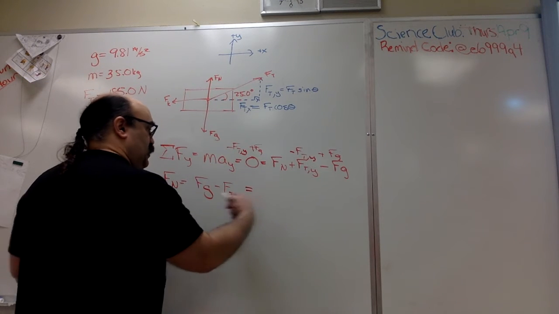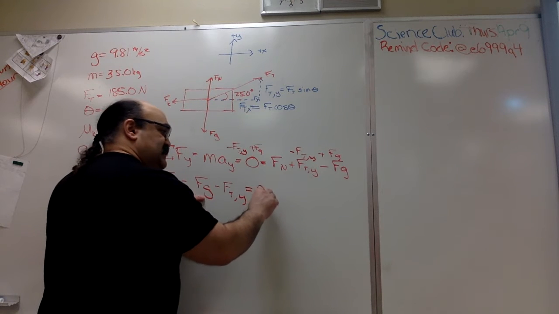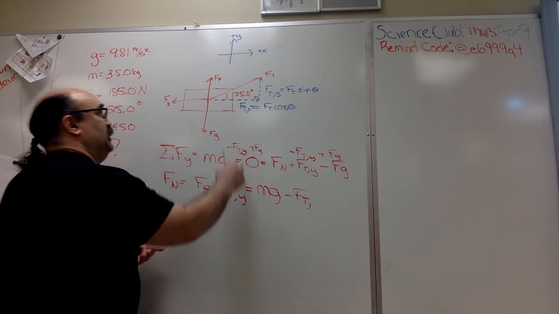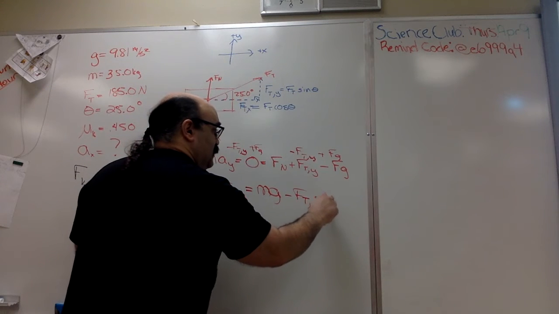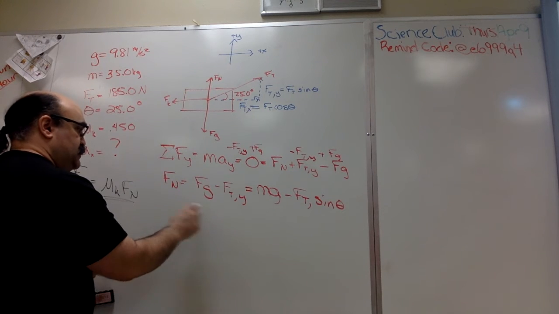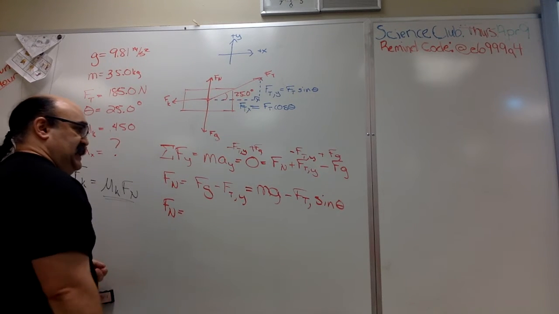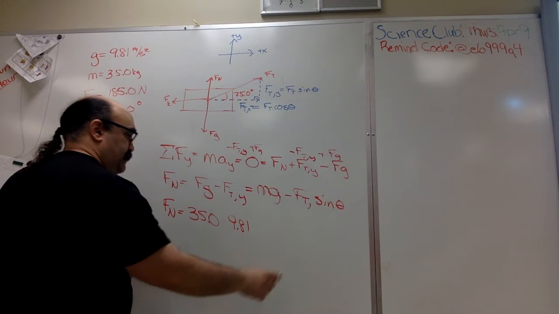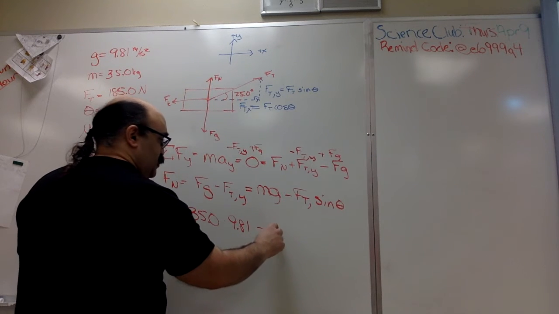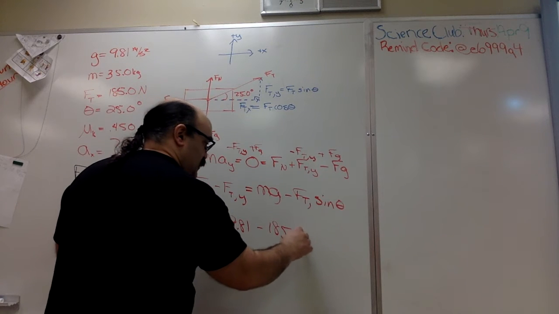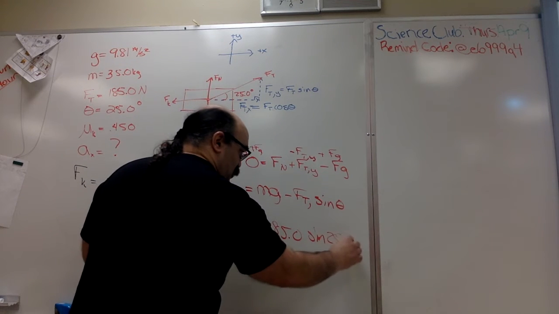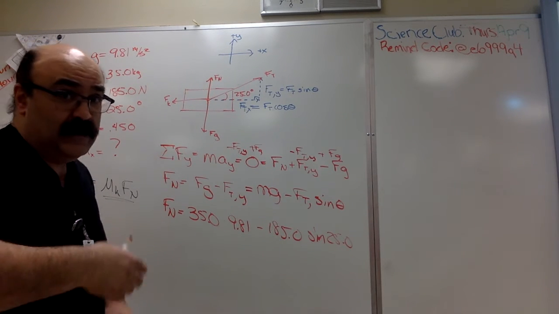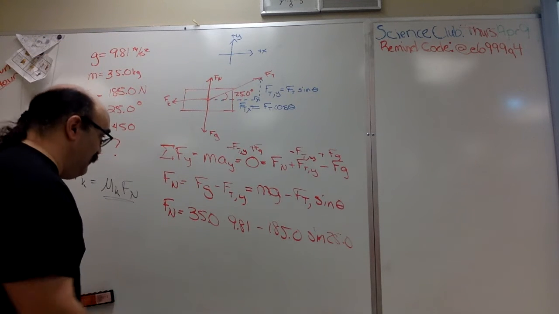Well, pretty simple. We know the force due to gravity is simply mass times the acceleration due to gravity. That's mg. Minus my force due to tension in the y direction, that is then sine of that angle. So our normal force here must simply equal m, which is 35.0, times 9.81, minus the force due to tension, which is 185.0 sine of 25.0. You could certainly use the practice of actually calculating this yourself, so it'd be a great time to pause and see if you get the same numbers I do.